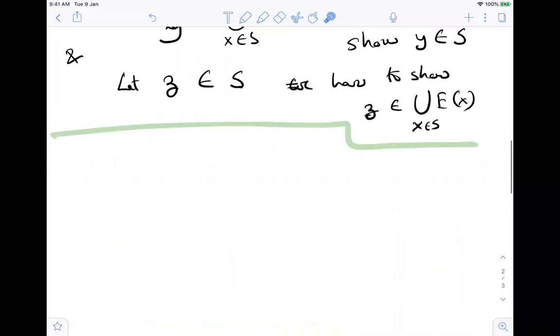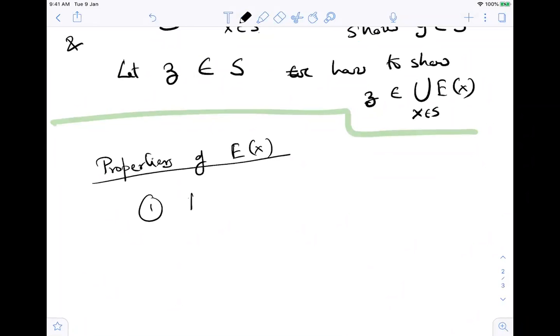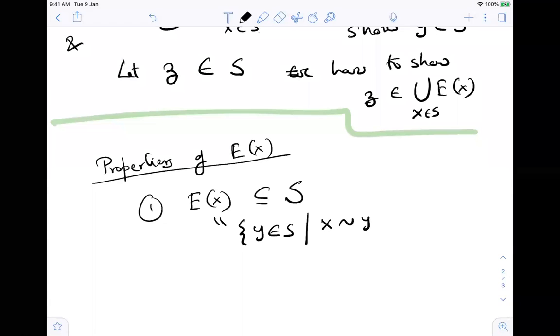How? Okay. First of all, there are the properties. I will just note various properties of E of X. First property is that E of X is a subset of S. Because this is by definition, right? Because E of X is all the y's in S such that X is related to Y. So this statement is by definition.